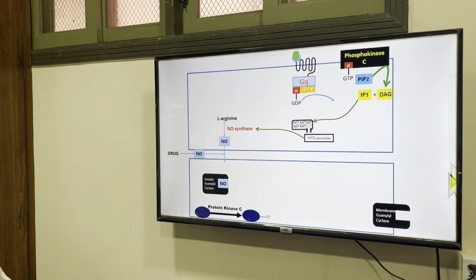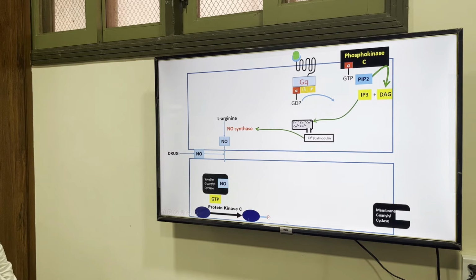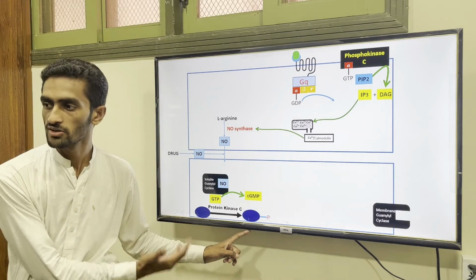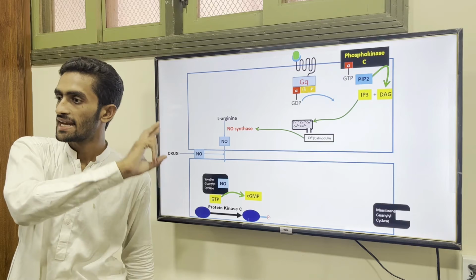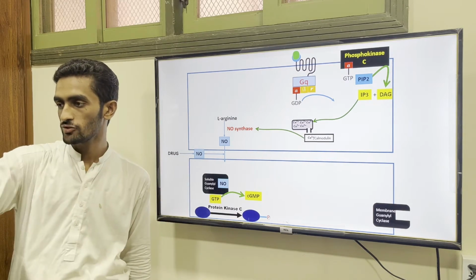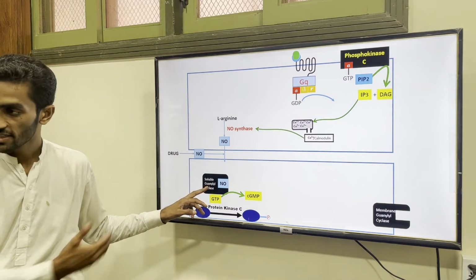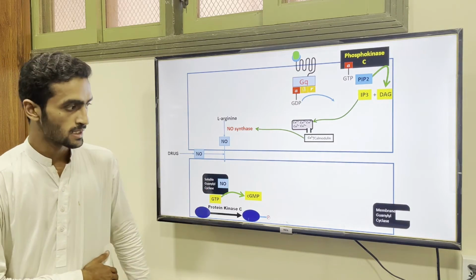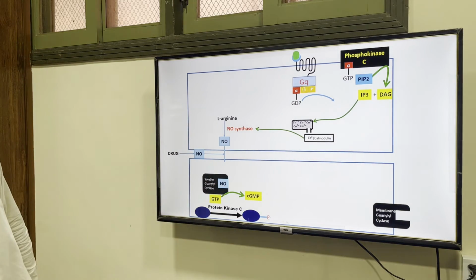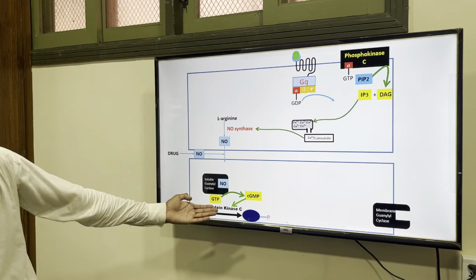As they attach here, what will happen? They convert GTP into cyclic GMP. This is a second messenger which we are going to discuss. In that case, ATP was converted into cyclic AMP. In this case, GTP is converted into cGMP, or cyclic GMP, by activation of this soluble guanylate cyclase. And if you look at the other cell, this will activate the protein kinase C.